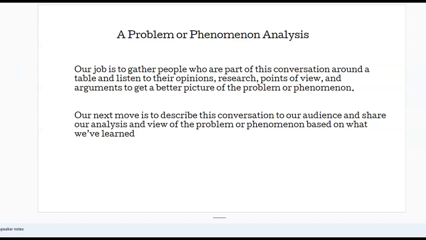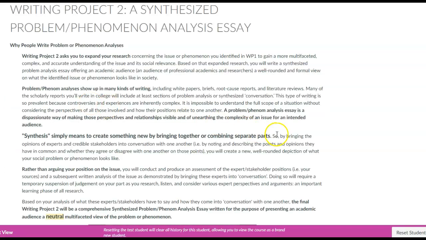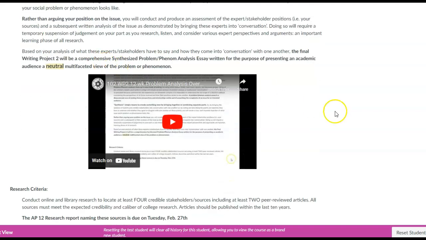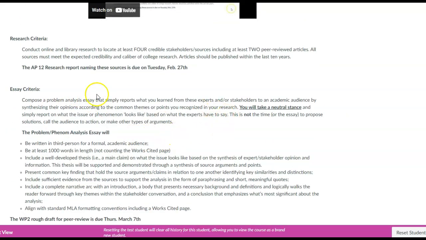Okay? So if we go back to our, let's see, right here in our module, we have our actual assignment. Go back and review this. Look at it. It explains the whole synthesis and what we're doing. And if we go down here, we have the research criteria. We've got those 4 sources. And here on the essay criteria, we're getting ready to compose that essay that simply reports what we learned.